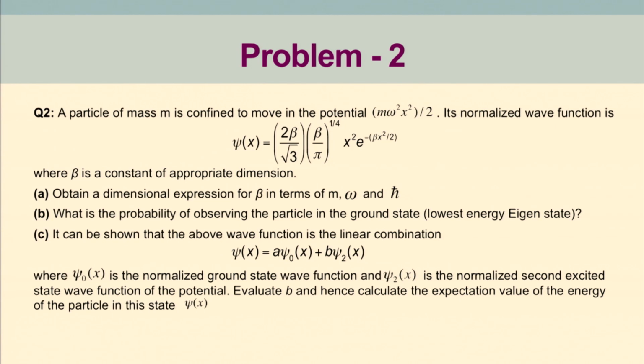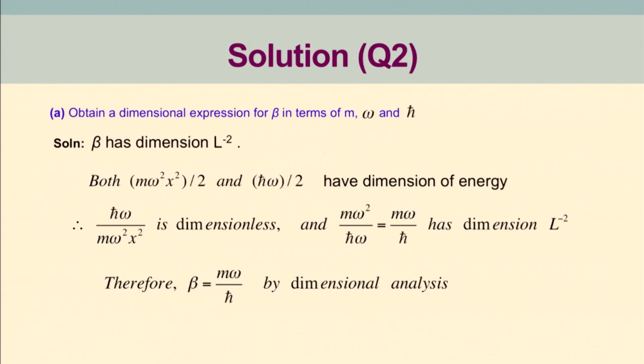The third question is, it can be shown that the above wave function is the linear combination of this. So it is given that this wave function can be written in a linear combination of psi 0, the ground state, and psi 2, the second excited state. Then the question that is asked is, evaluate the value of B and hence calculate the expectation value of the energy of the particle in this state psi(x). Okay. So let us quickly see how we can solve this problem.